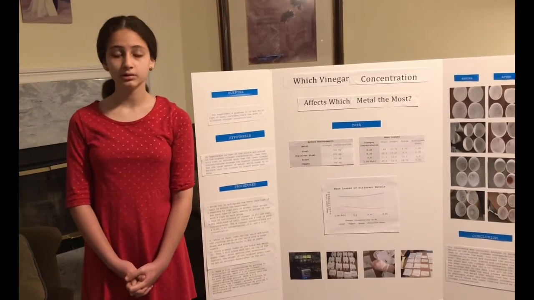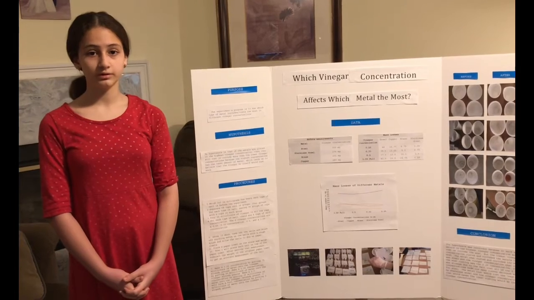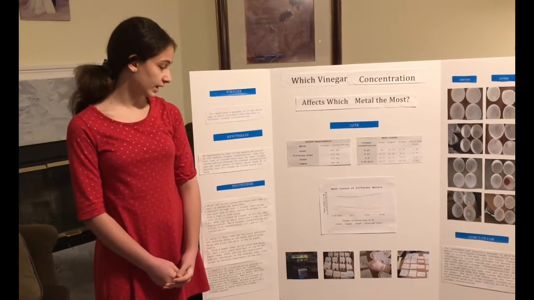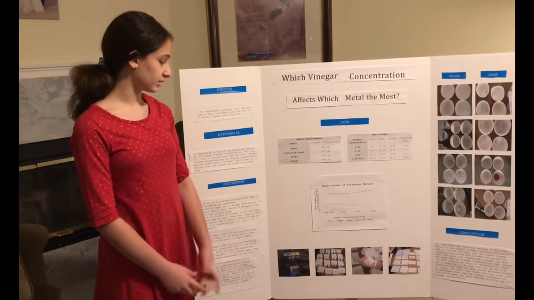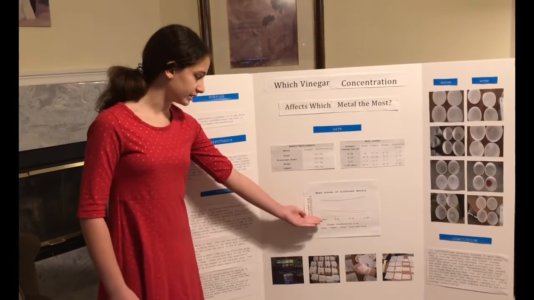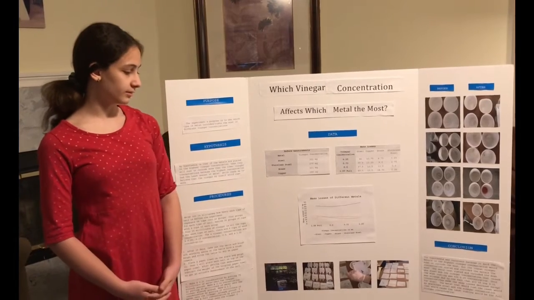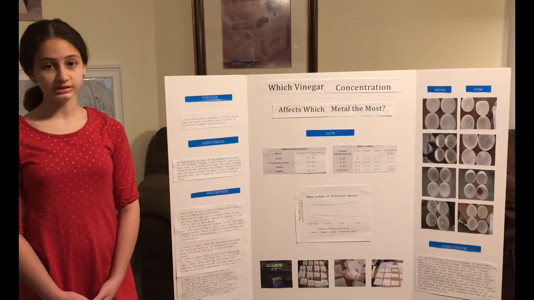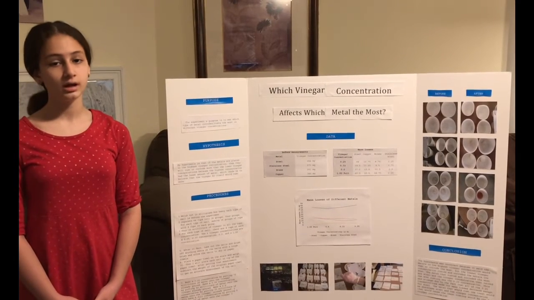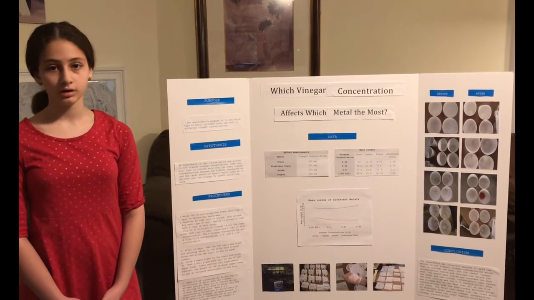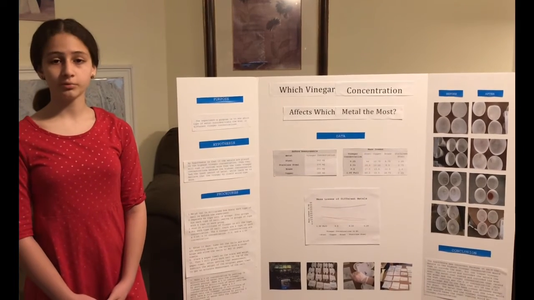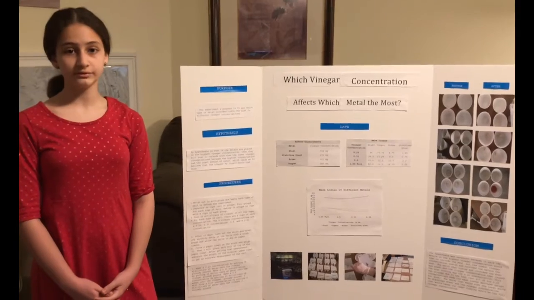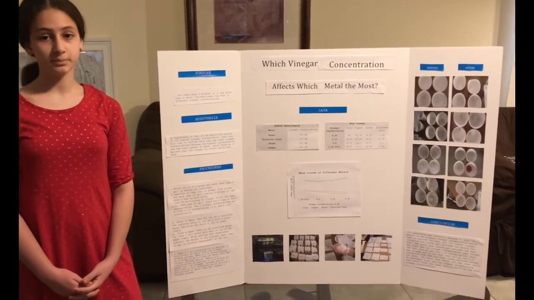To apply this to real life, stainless steel would have been the nail that had the least amount of mass loss, which would mean less rusting. As you can see here in the chart, it is the yellow line, which is at the very bottom of the chart. And the concentration that would rust it the least amount would be the full concentration, because that had the least amount of water, 0 milliliters, while the 0.25 concentration that rusted the steel the most had 75 milliliters of water, which was the most amount of water.